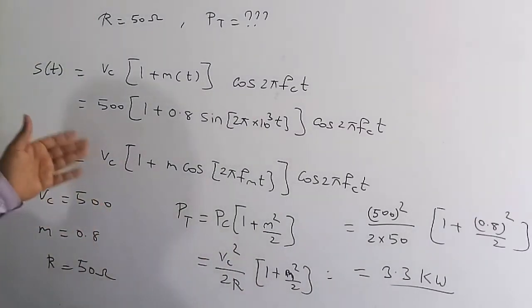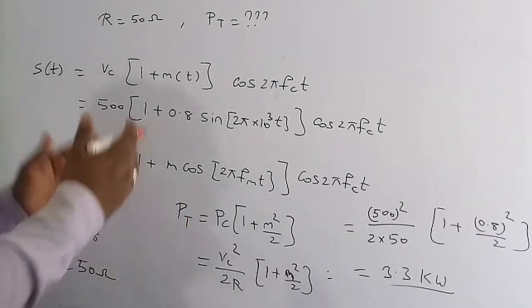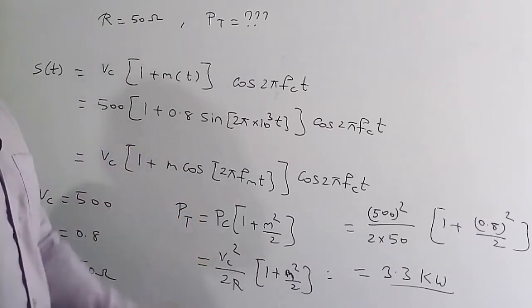So always we need to write the standard equation, and then we have to do the comparison between the two things, and from that comparison we are going to get the values. By using those values we are going to solve the numerical.